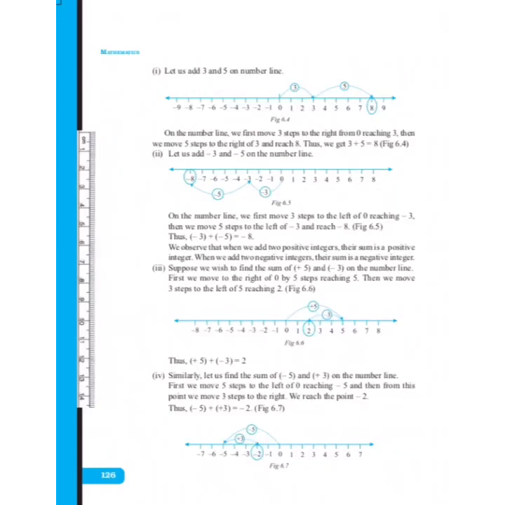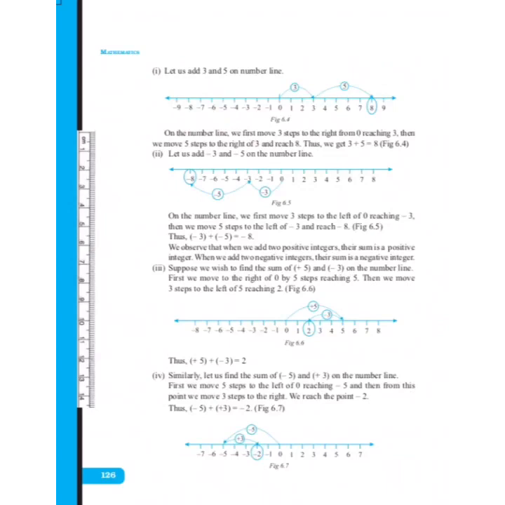We will start from 0 and we will move 5 steps ahead to the right side and we will reach 5. Then we have to minus 3. So from 5 again we will move to the left side and subtract 3 from 5, and we will reach 2.